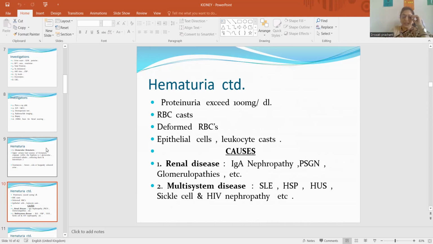Causes of glomerular hematuria: renal diseases like IgA nephropathy, PSGN, that is post-streptococcal glomerulonephritis, glomerulopathies, etc., are the renal diseases which lead to hematuria. Multisystem diseases like SLE, HSP, HUS, sickle cell, and HIV nephropathy, etc., are the multisystem disorders which lead to glomerular hematuria.